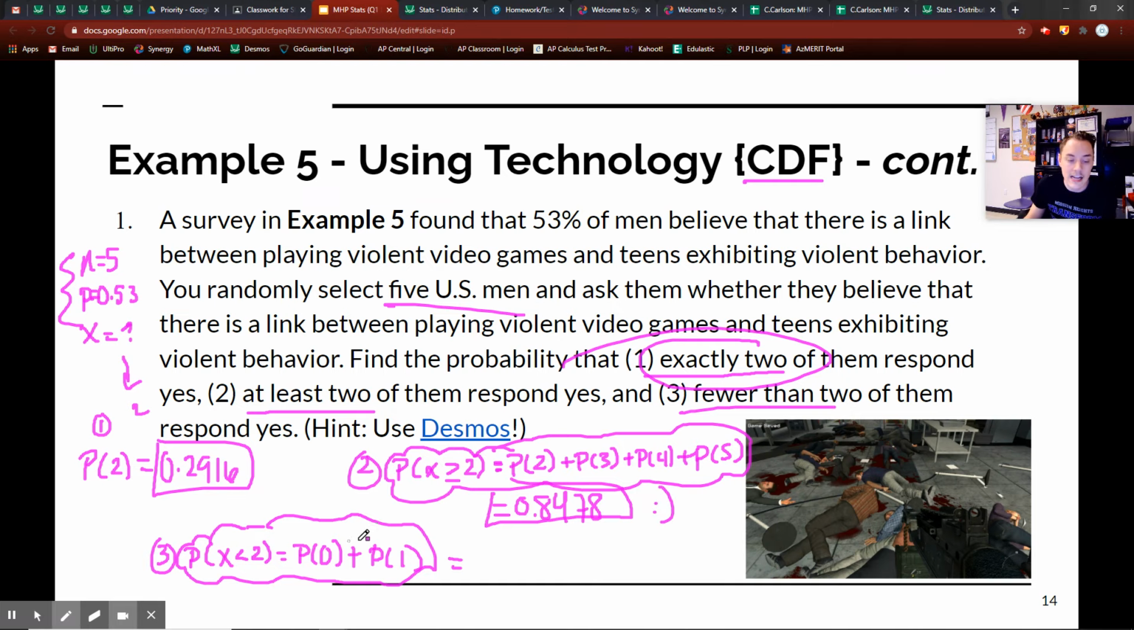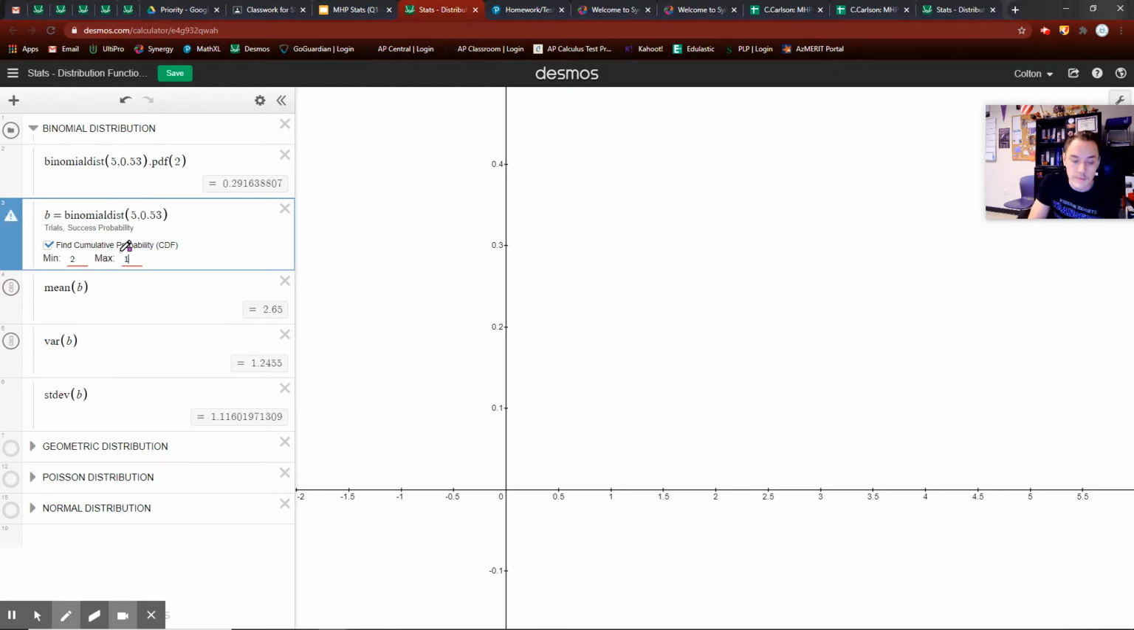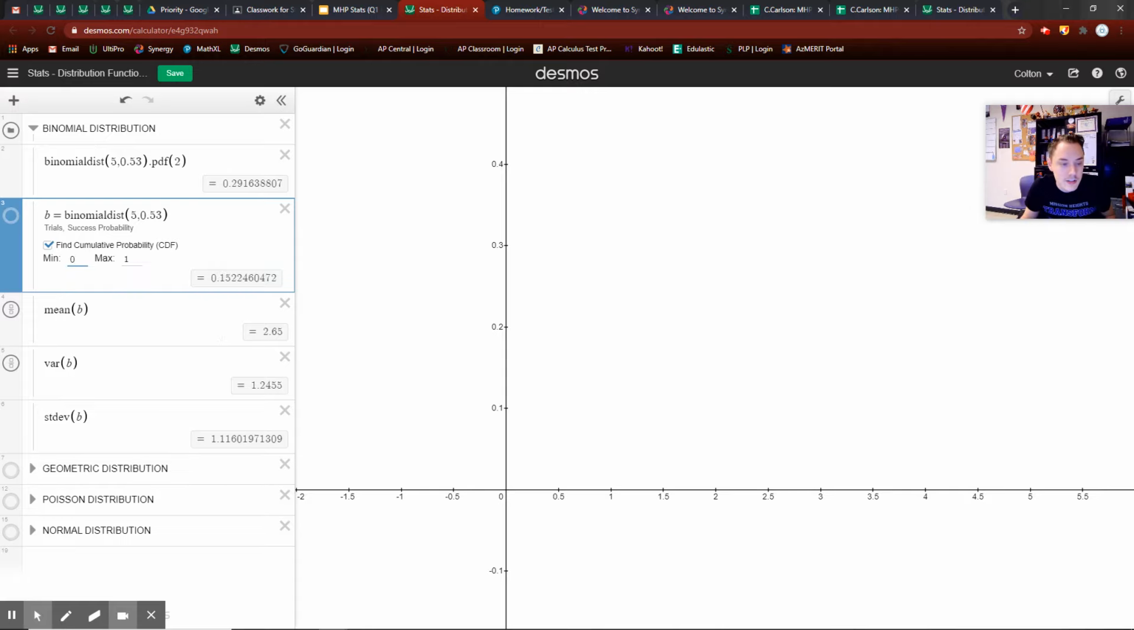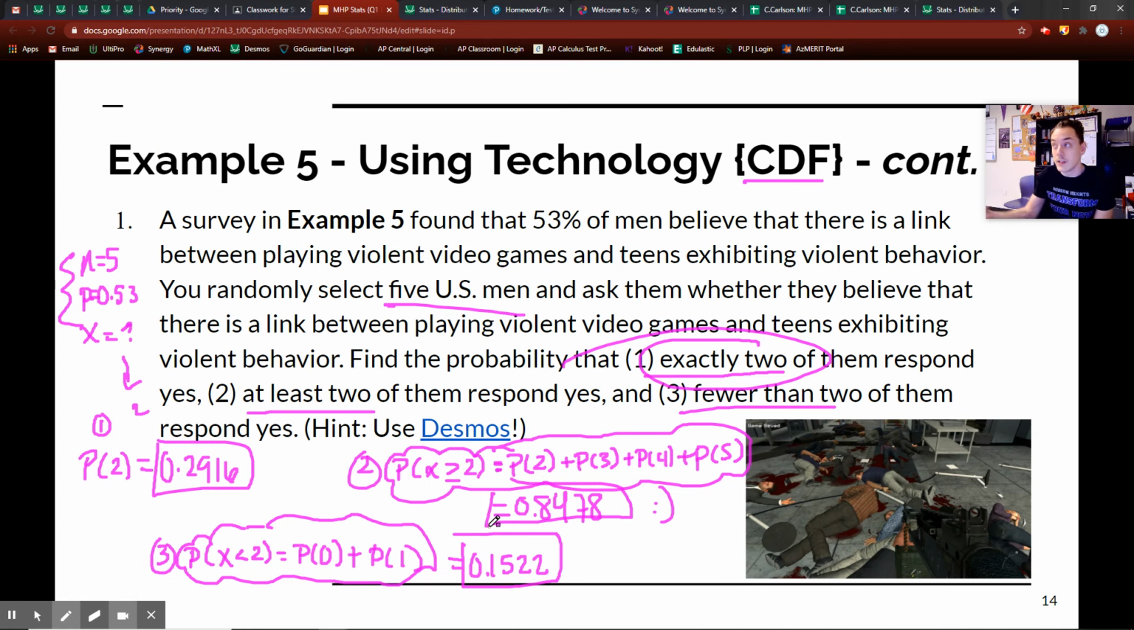Now, one last one, 0 to 1. So my min is 0. My max is 1. So I'm going to change that to 1. Notice how it's giving me red because you can't go from 2 to 1 because that's not reading math left to right. So now 0 to 1, and boom, that's my answer, 0.1522. Guys, it is really just this easy. That's all you're really doing is plugging things into Desmos over and over and over again.